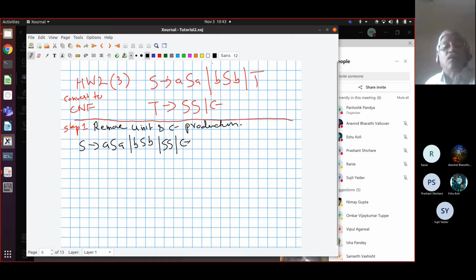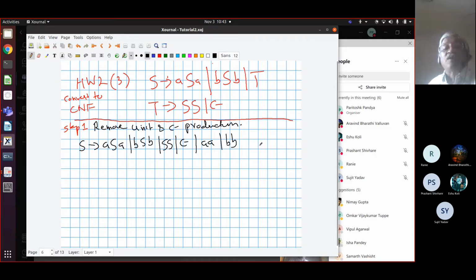So this is what I have. But I need to also add productions of the form AA and BB. Why is that? Because S goes to T and T goes to epsilon. So I can remove this S here. Why? Because S can be written by epsilon, right? So I will write a production where S is removed. So anything that goes to epsilon, I will have a production with that S removed. So I will get these two productions, S goes to AA and S goes to BB also.